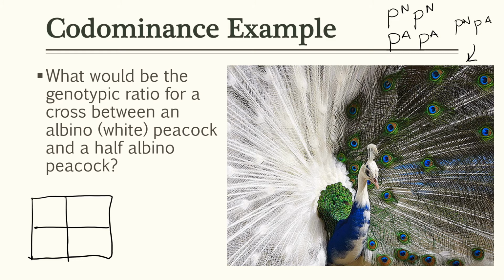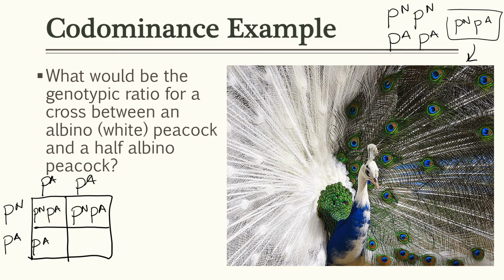So I'm crossing an albino peacock, which is going to have the 2 A alleles, with this half albino heterozygous one. So it's going to be a normal allele and an albino allele. And we're going to do that cross. And when I do that cross, these are my possible results. So I want to know the genotypic ratio.